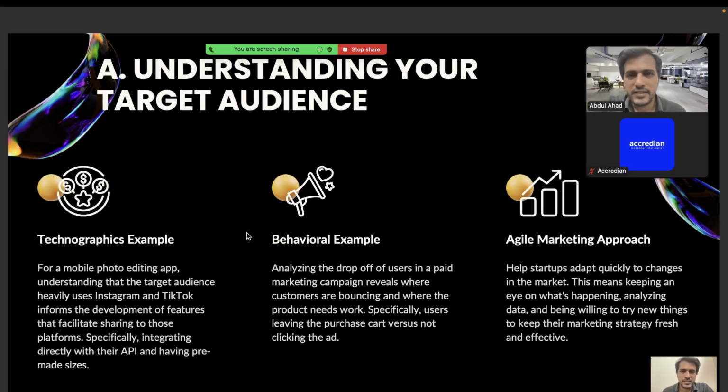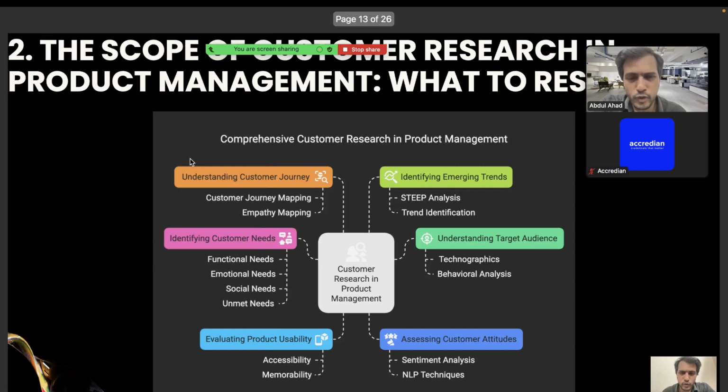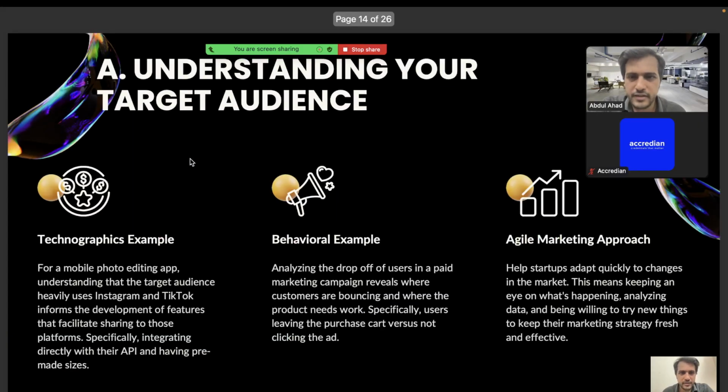Right. Next, we're going to do a deep dive on each of these items here. Starting with the scope, we want to understand our target audience. So we look at technographic examples, behavioral examples, and we look at the agile marketing approach.